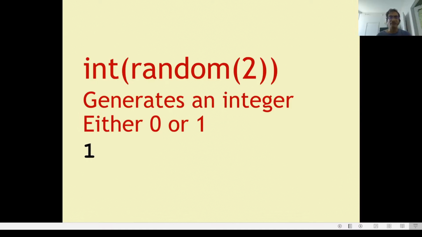So the first time I run this, I got a 1, then I could get a 1 again, maybe a 0, and so on. So each time you run it, you will get either a 1 or a 0. On average, they'll be 50-50%. Okay.